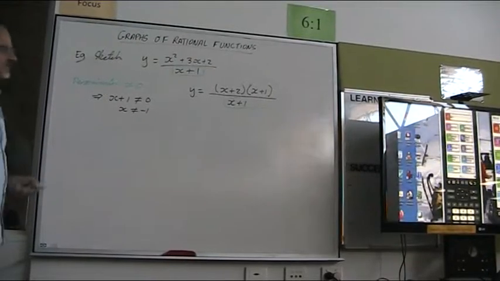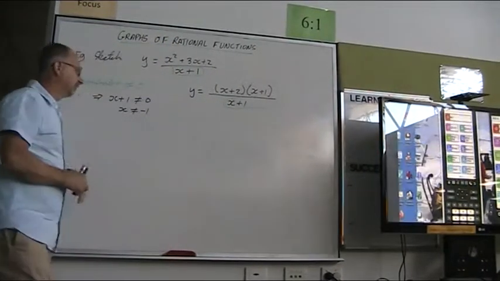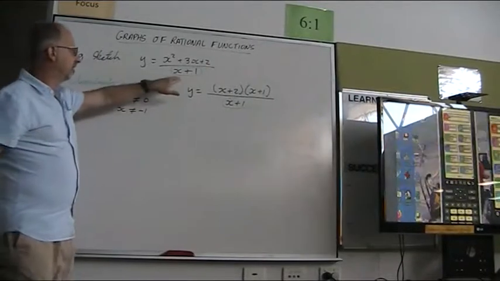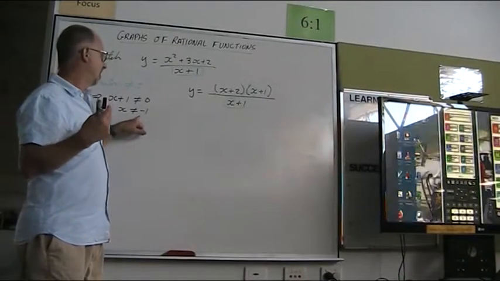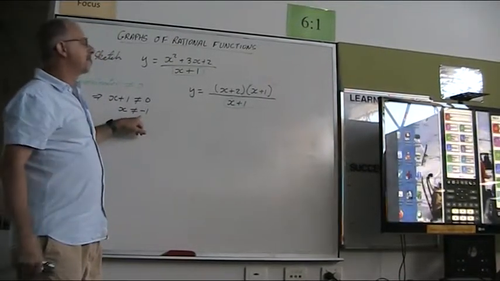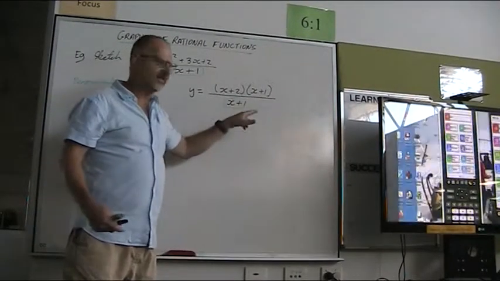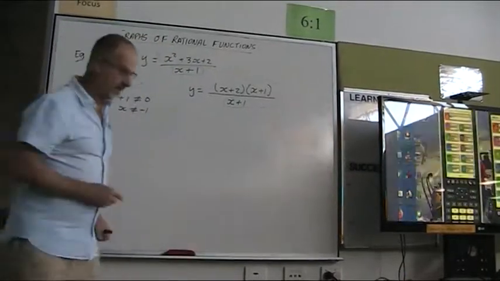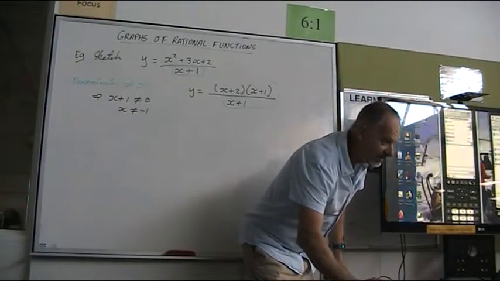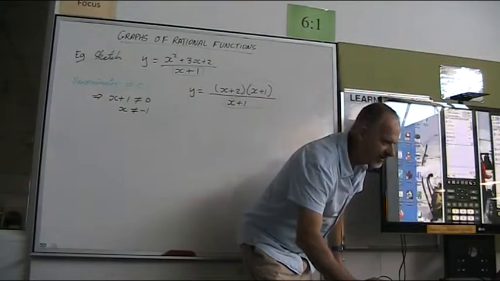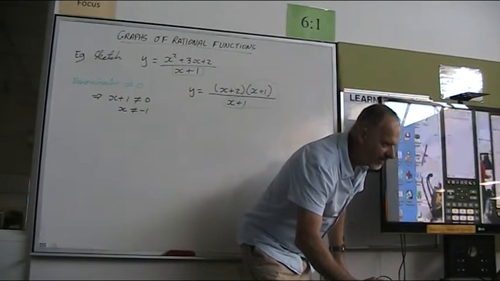Now, because the x plus 1 is on the top and the bottom and cancels out, in the past when we've looked at something like this, we would have said there was an asymptote at x equals negative 1. But in this particular case, because the x plus 1 cancels out, it presents itself in a different way, and that's why I've got this graph here. So let's clear it all. So we can graph this.